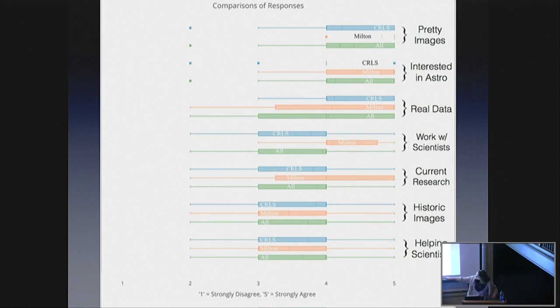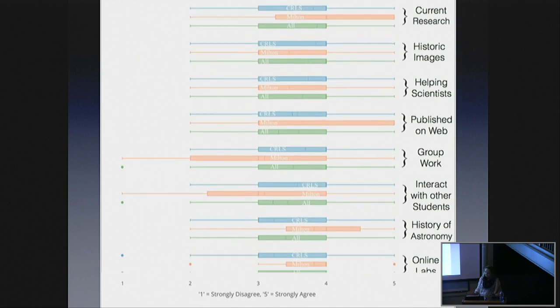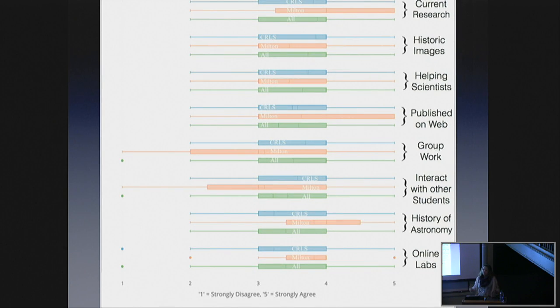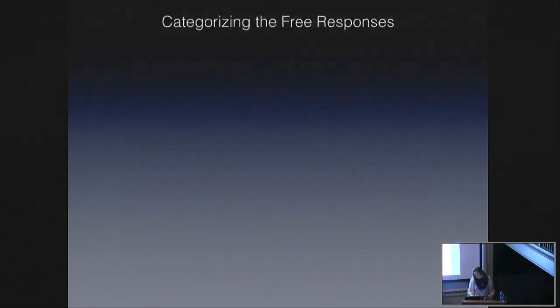The 1 corresponds to strongly disagree, and the 5 to strongly agree, so the 3 is kind of neutral. All responses were mostly above a 3, so overall students were very positive to it. The least positive responses were to group work, interaction with other students, history of astronomy, and online labs. So we kind of had to rethink our idea of the lab in response to group work.